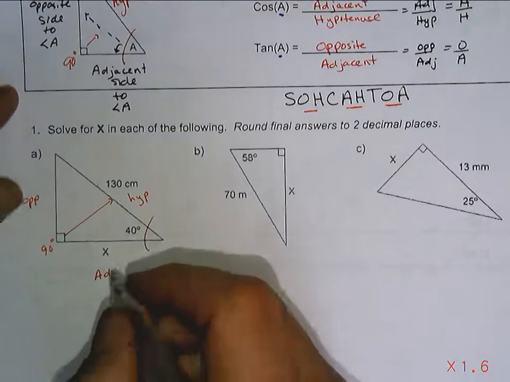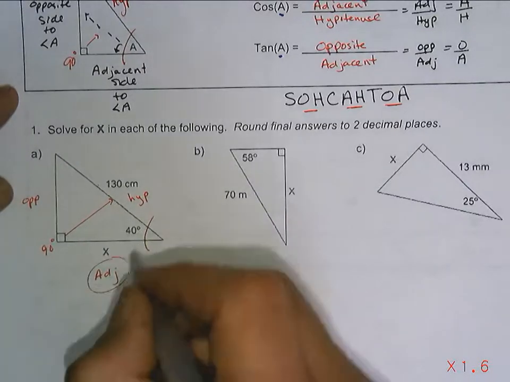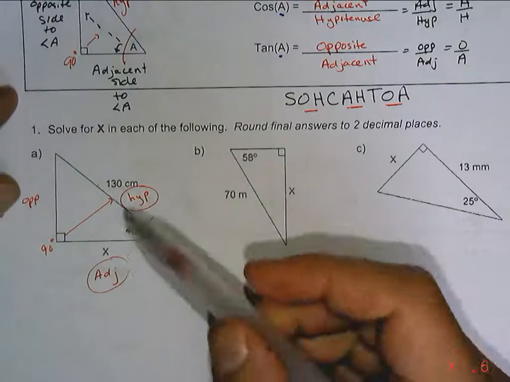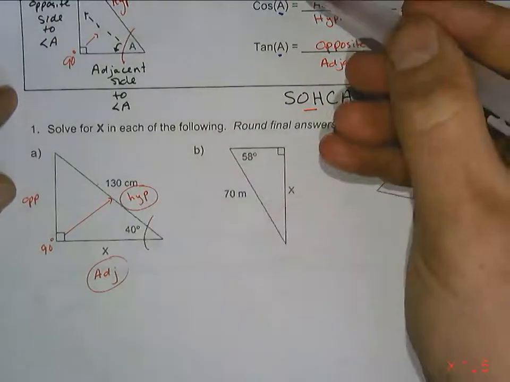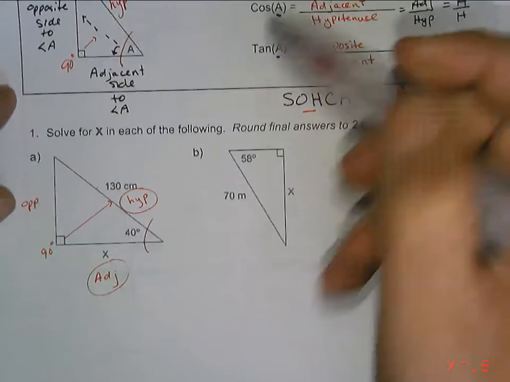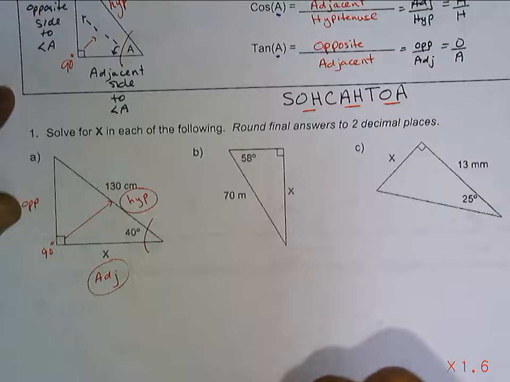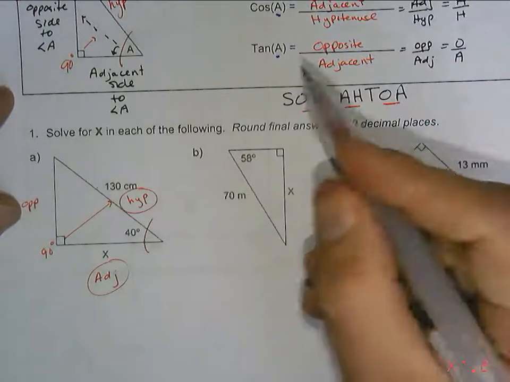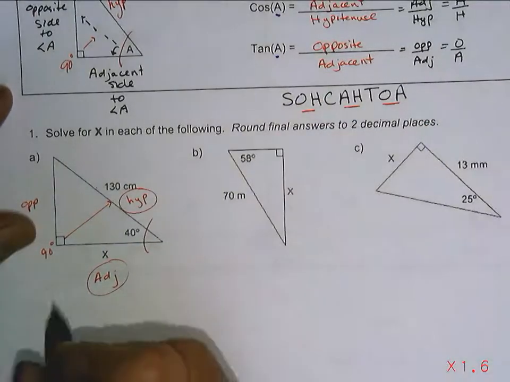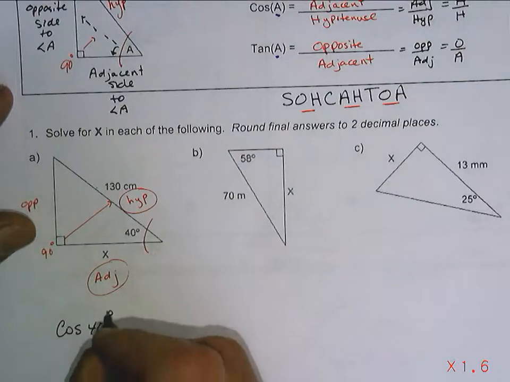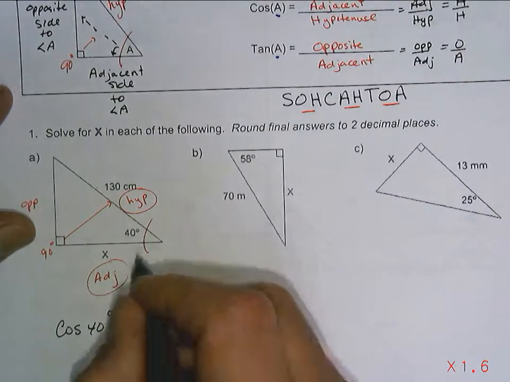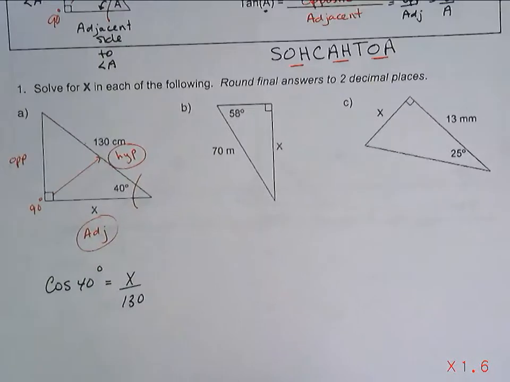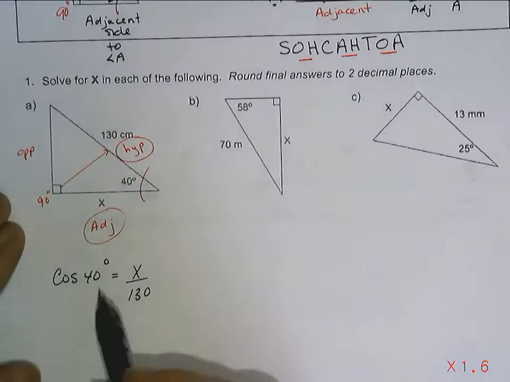Now, circle what you know. You know that the adjacent is x, and you know that the hypotenuse is 130. You don't know opposite. So the question is, which trig ratio, sine, cosine, or tangent, works with adjacent and hypotenuse? You have to know this part. This is the part where you got to think. Adjacent hypotenuse is cosine. So cosine of 40 degrees, so the angle, equals the adjacent side, which is x, over 130. That is your ratio. From there, we're going to be able to solve.